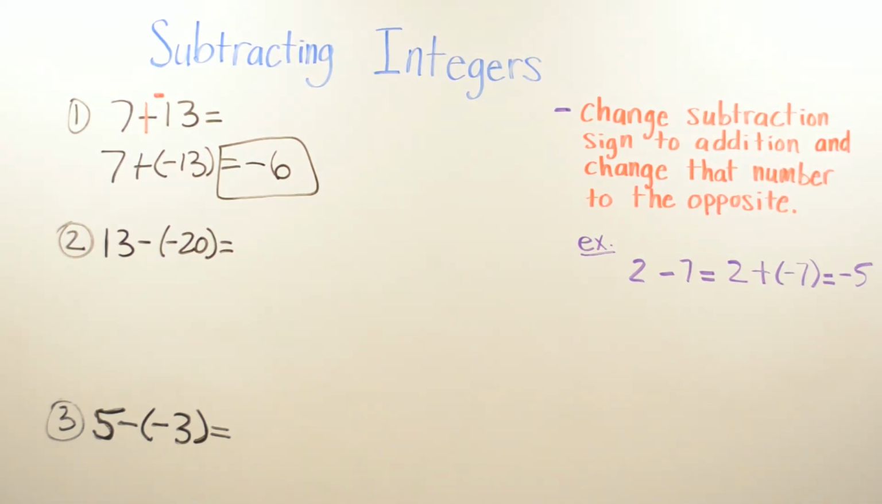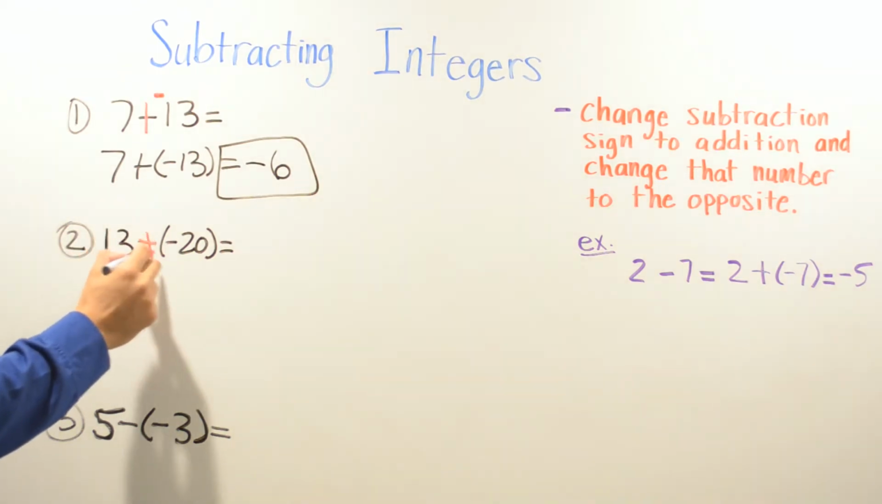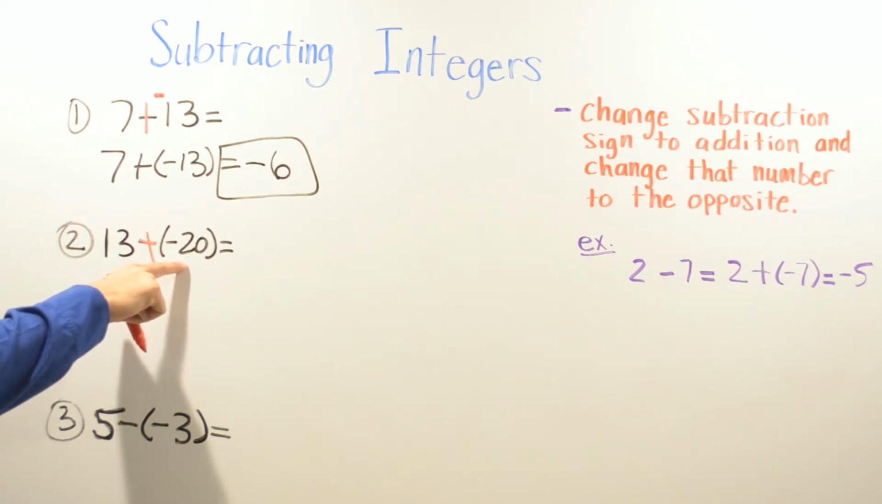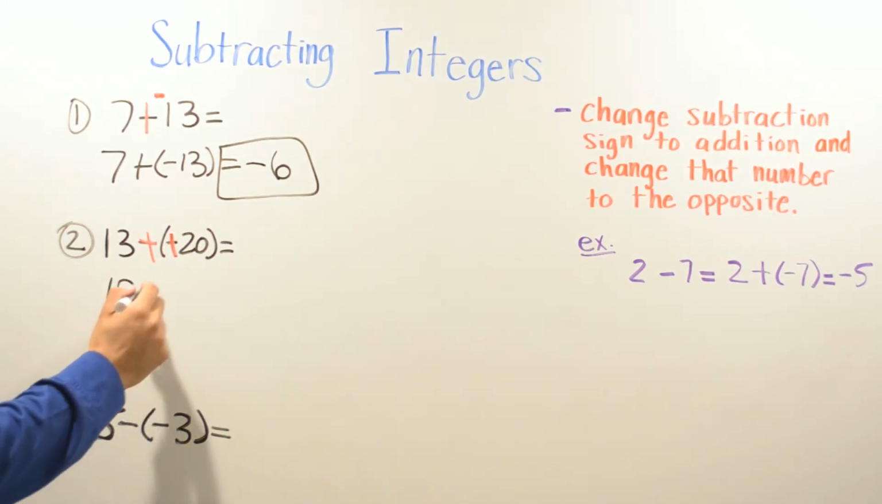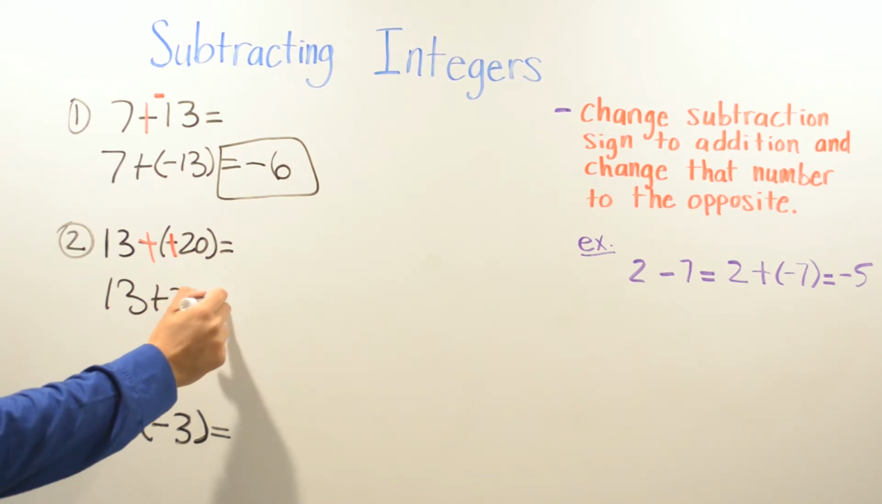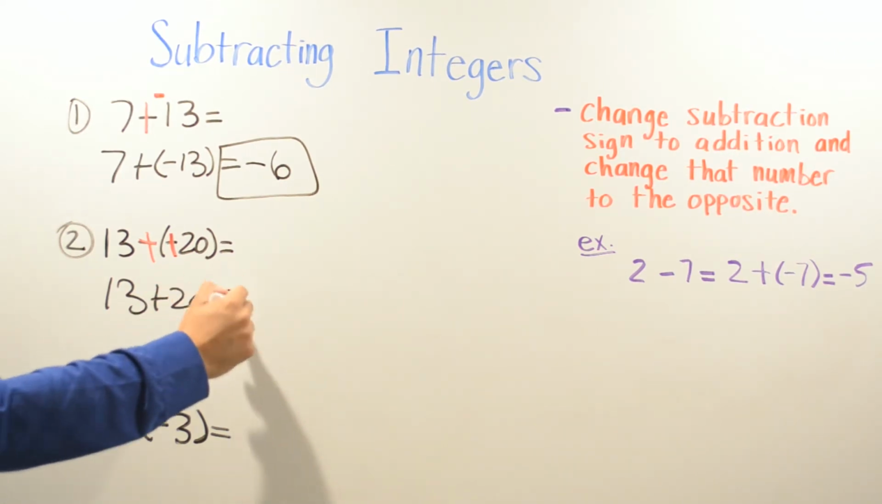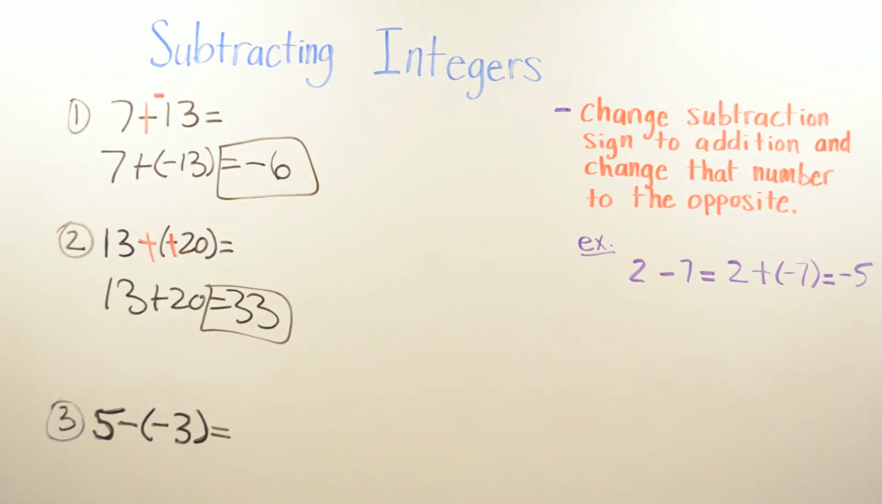So for problem number 2, do the same thing. Turn that negative into a positive, and then change the sign of the number. Since this is a negative 20, what's the opposite of negative 20? Positive 20. Okay. So we're going to write 13 plus 20 equals, and then they're two of the same sign, so we're able to just go ahead and add. So 13 plus 20 is going to be 33. So our answer for number 2 is 33.